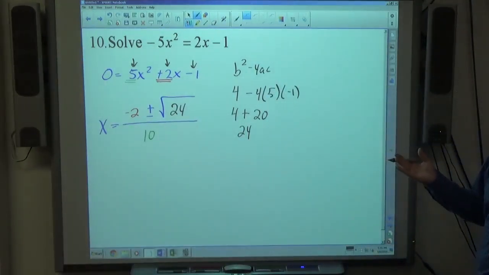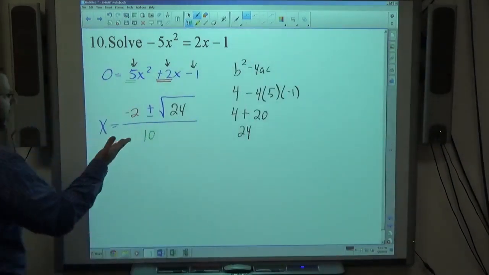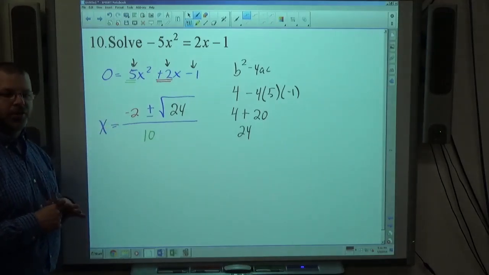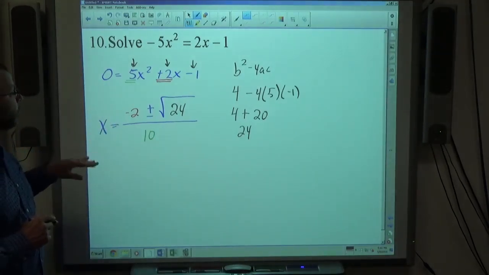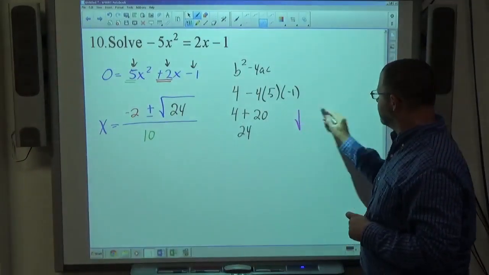Now, at this point, you're in Algebra 2. It's the last test of the year. You guys know how to reduce radicals. You know how to reduce fractions. To get full credit on this, I need you to reduce everything as much as possible. So, first off, the square root of 24.